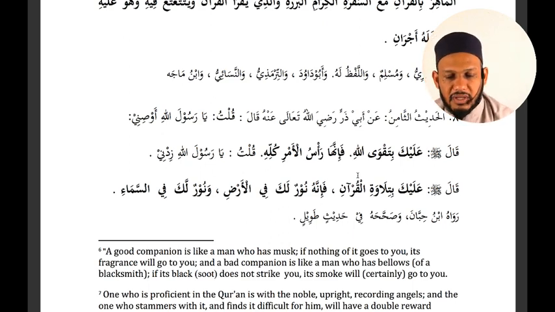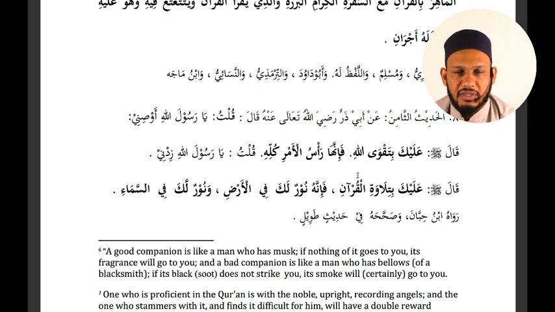Next part. عليك بتلاوة القرآن. From the text, next part. فإنه نور لك في الأرض ونور لك في السماء. Easy part. فإنه نور لك في الأرض ونور لك في السماء. Again. فإنه نور لك في الأرض ونور لك في السماء.